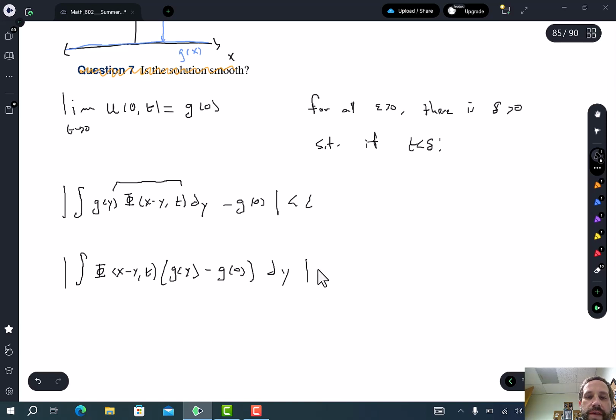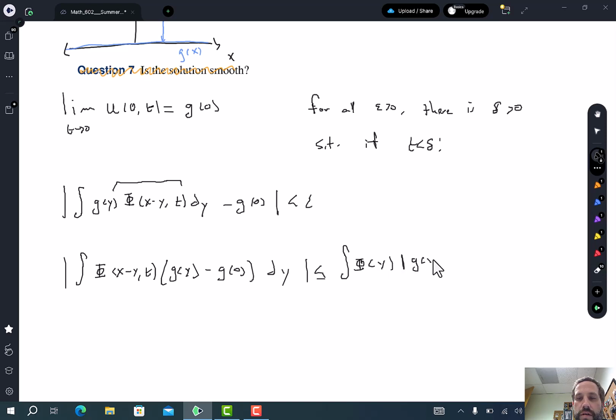Now I can move the absolute values inside, so it's going to be less than or equal to the integral. Phi is positive, so I don't need absolute values around it. Of course, x is equal to 0, so I'm just going to write this as minus y, but remember, it's an even function, so I can just write this as phi of y, t times the absolute value of g of y minus g of 0.